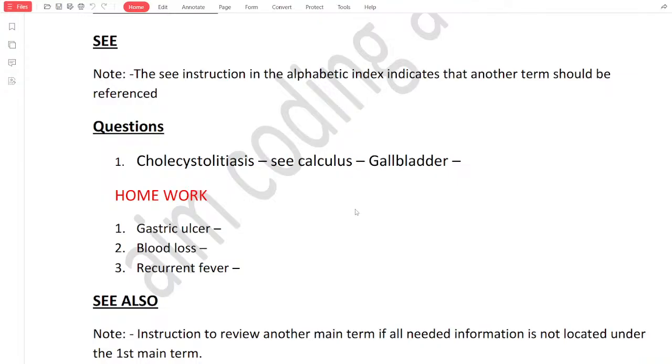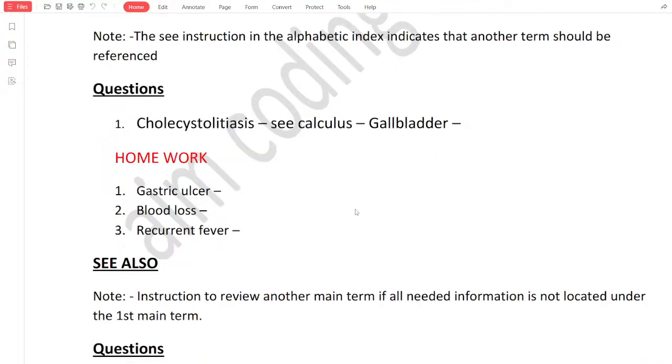Okay, so try to take this code. Homework: gastric ulcer, blood loss, recurrent fever. And let us see also.